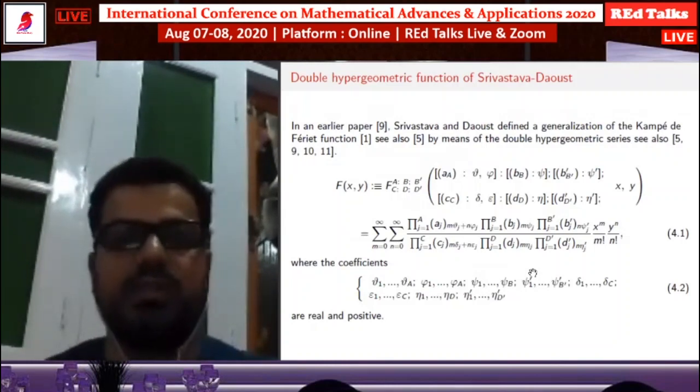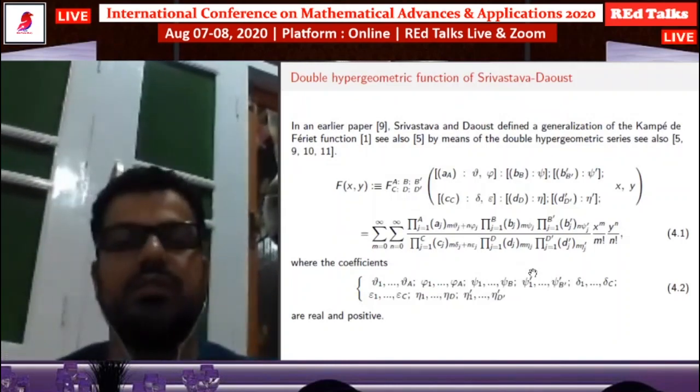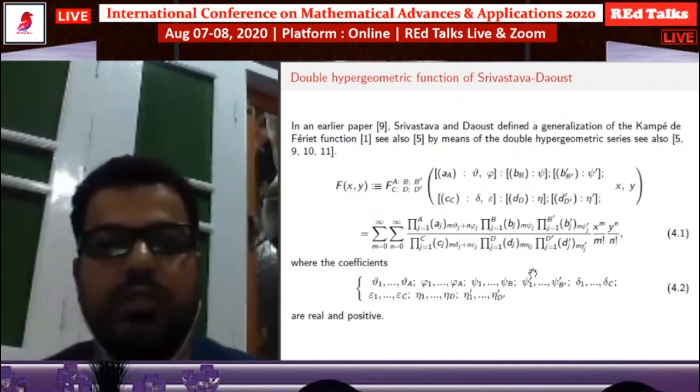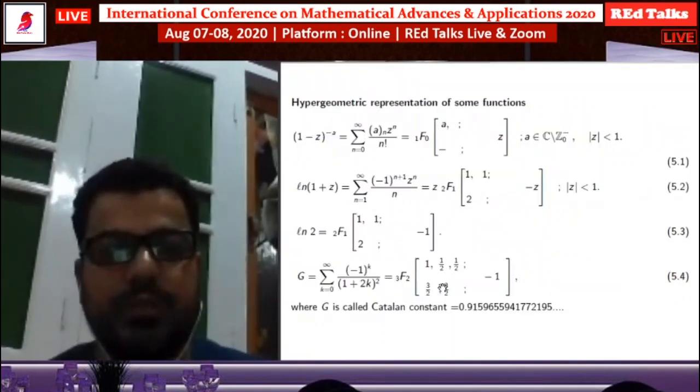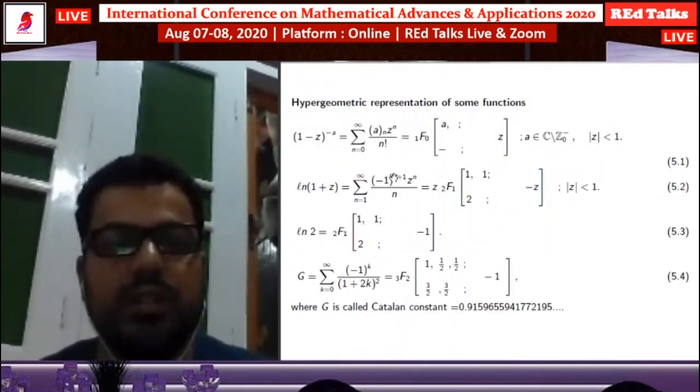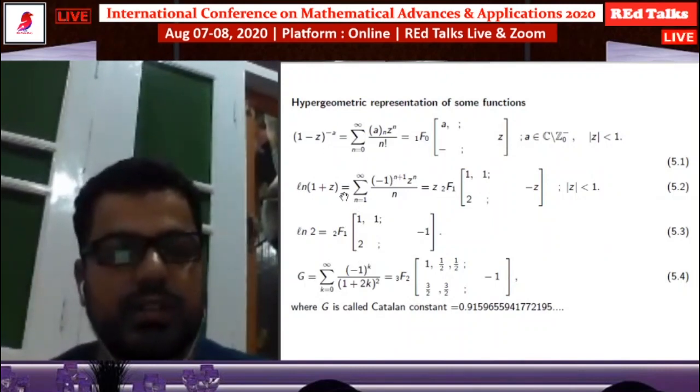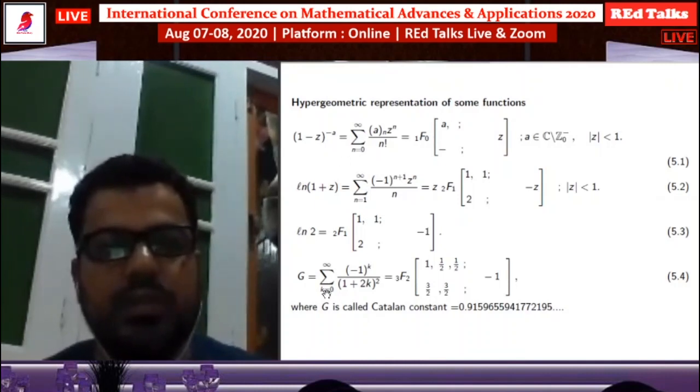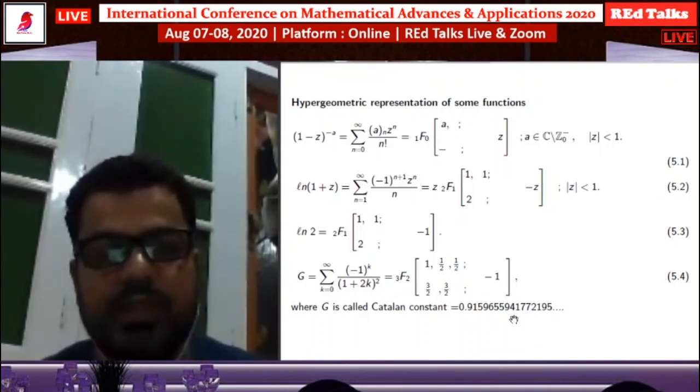This is the double hypergeometric function of Srivastava, which is an important function which we used in our paper throughout to get some summation formulas. With the help of this double hypergeometric function and the hypergeometric function of some trigonometric functions, we get the results given below. This is the binomial theorem. This is the log of 1 plus z, that is logarithmic. And this is, more importantly, Catalan's constant, which is its hypergeometric representation. And numerically, it is equal to this.